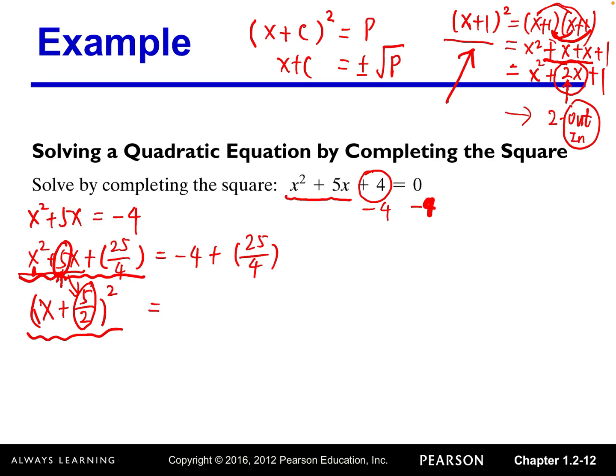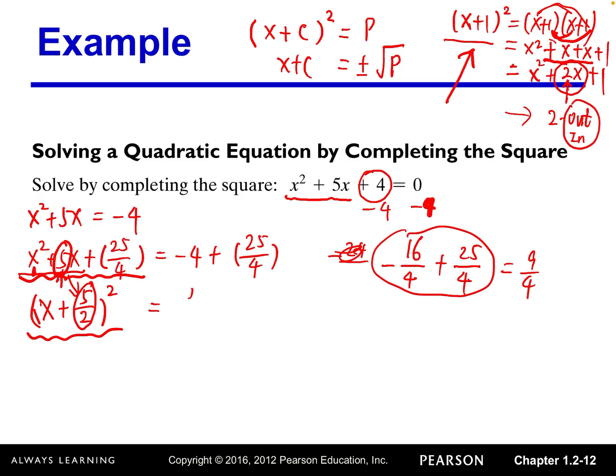And then on the right-hand side, these two constant terms we need to combine, right? So I'm going to work it out here. Negative 4, if we try to make the denominator 4, right? 4 times 4, that's 16. So negative 16 over 4, that's equivalent to negative 4. And then plus 25 over 4. We combine these two constants, we will get 9 over 4. Is that right? So the right-hand side is 9 over 4.